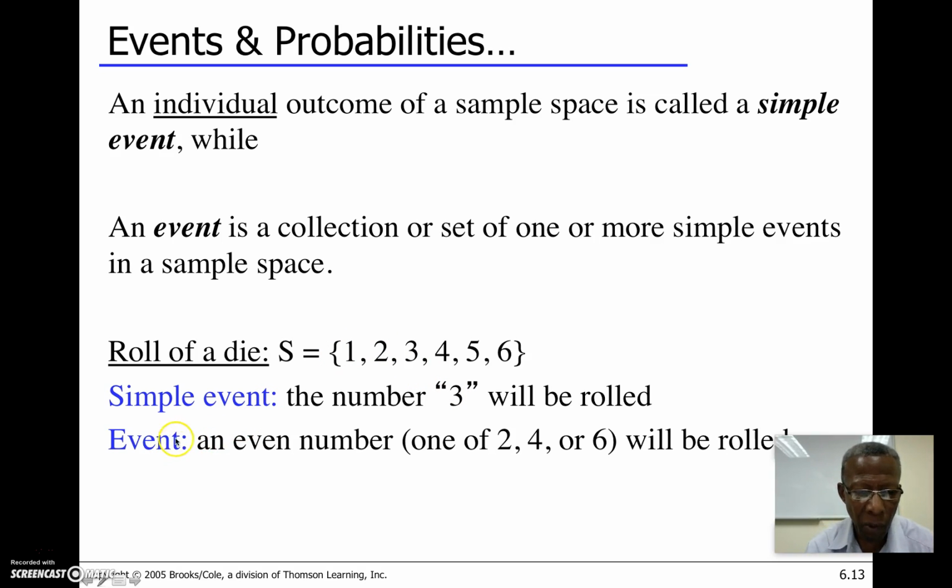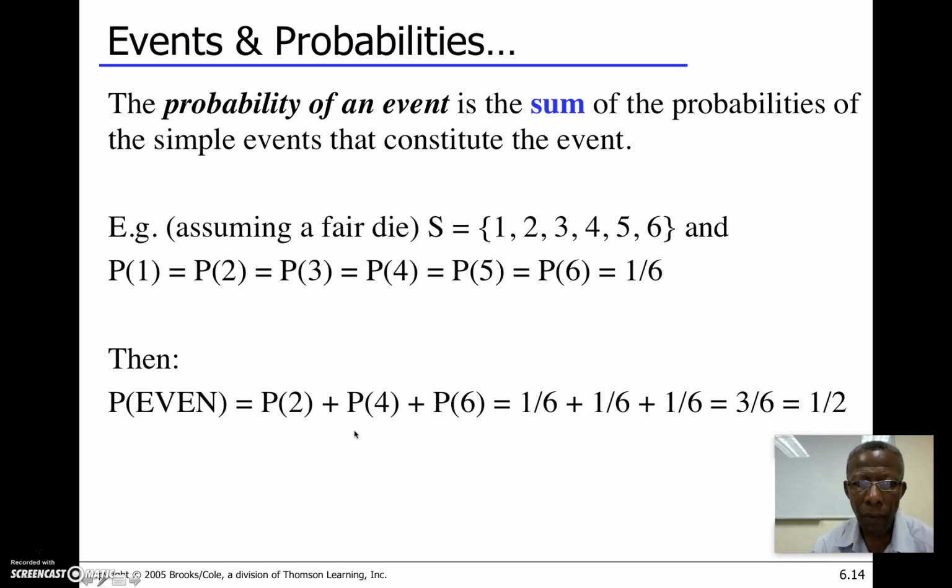And an event would be an even number. An even number will consist of 2, 4, or 6, which is, as you see, 3 simple events. And likewise, an odd number, 1, 3, 5, would also be an event, since it has three simple events, 1, 3, and 5. This is key in here. The probability of an event is the sum of the probabilities of the simple events that constitute the event.